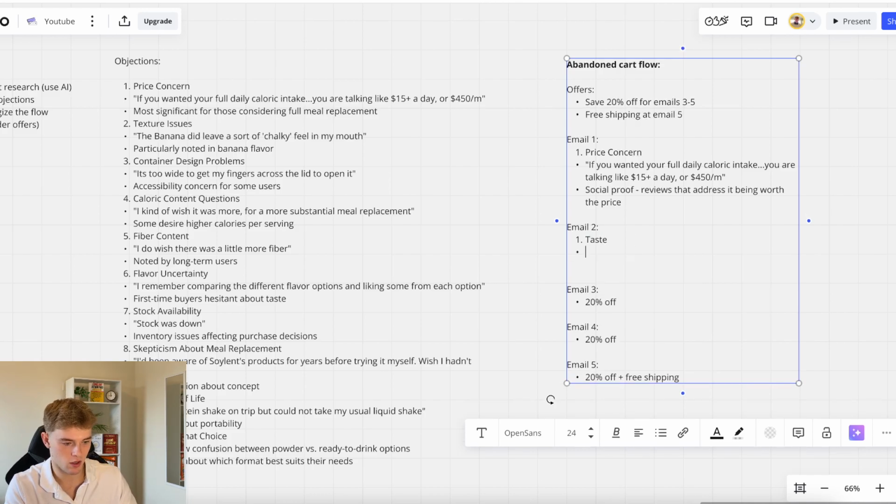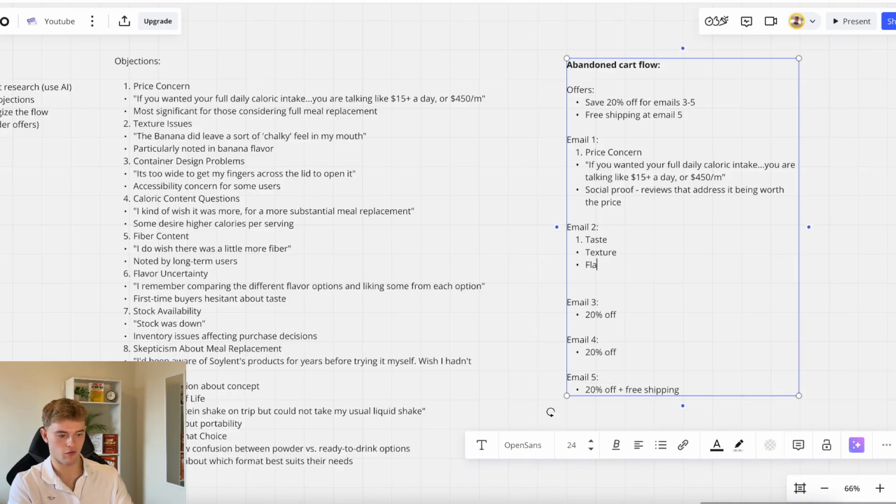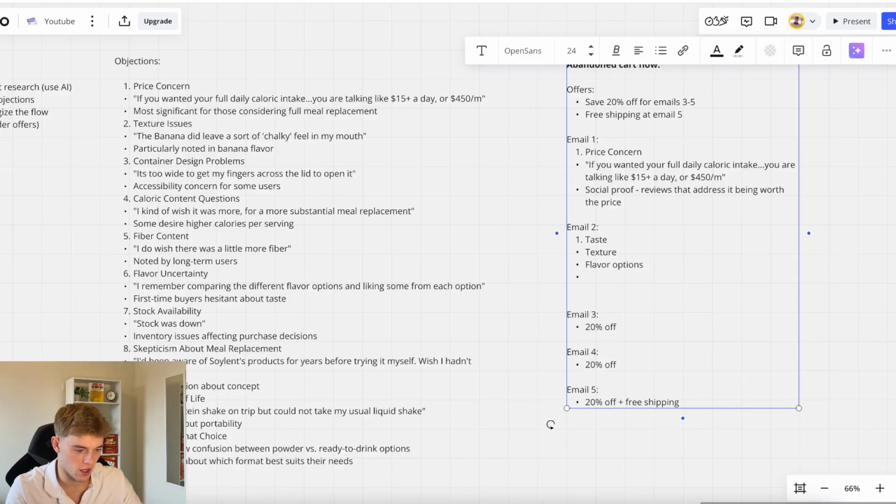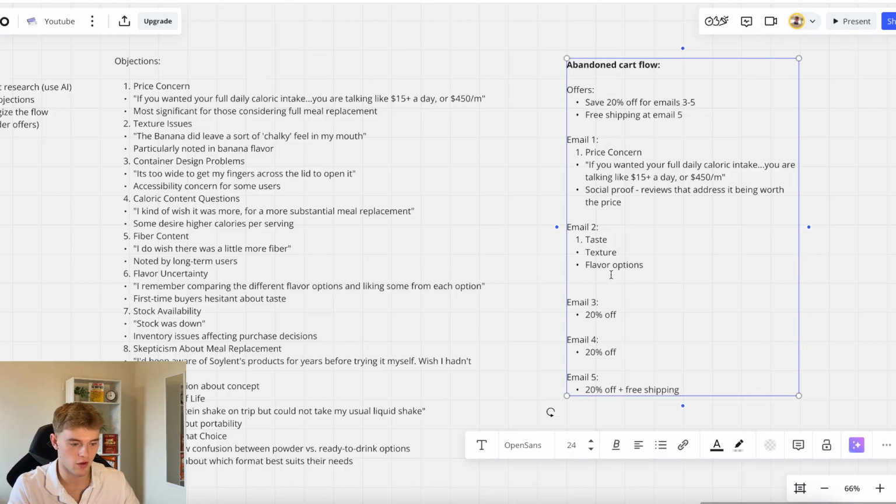And that's going to be about texture. That's going to be about flavor options, like we have pretty much any flavor you would actually want to get. That's about it really. Texture and flavor options.